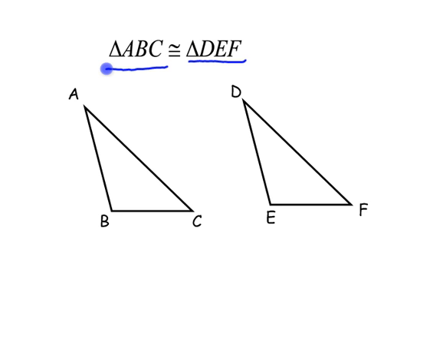Well, once we have proven that, we can say angle A is congruent to angle D. Or we could say angle B is congruent to angle E. Or angle C is congruent to angle F. We could do the same with the sides. We could say AB is congruent to DE, AC is congruent to DF, and BC is congruent to EF.